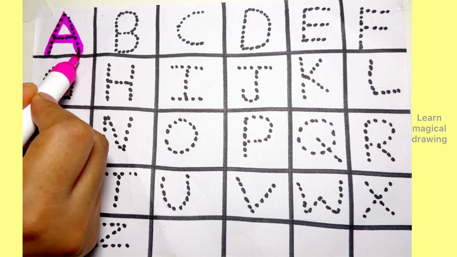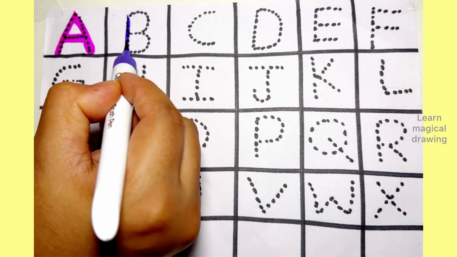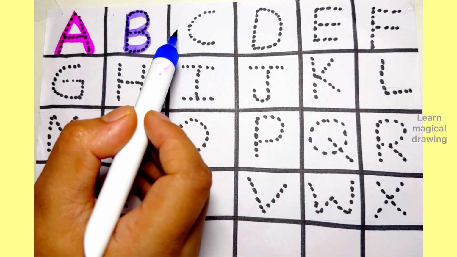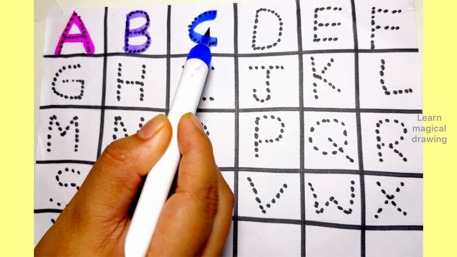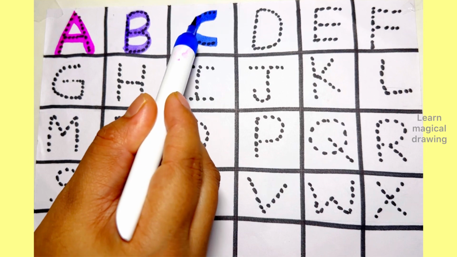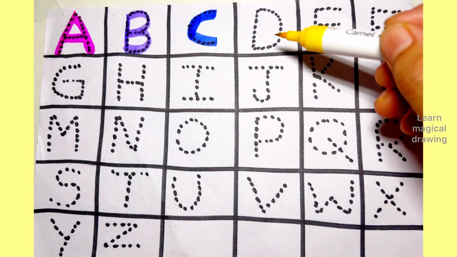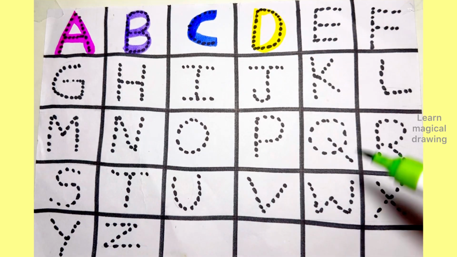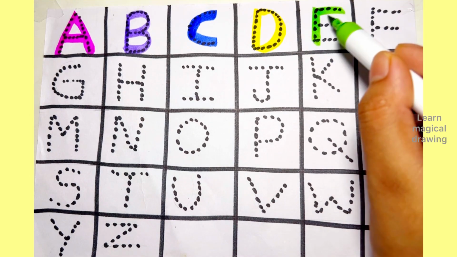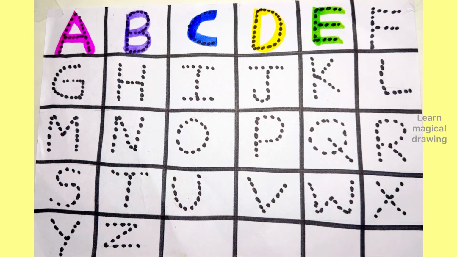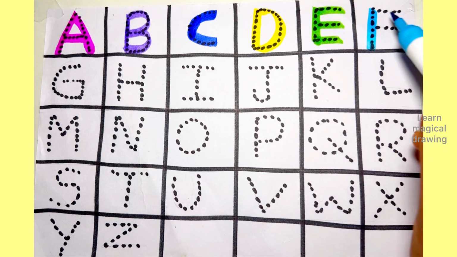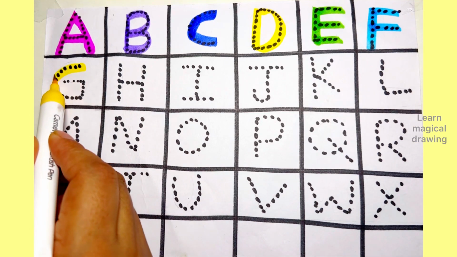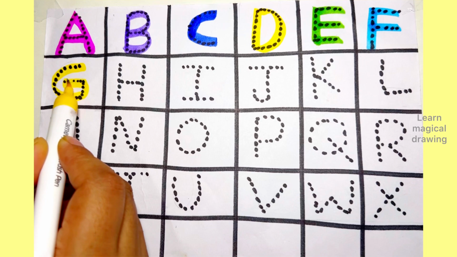A for apple. B for book. C for candy. D for doll. E for elephant. F for flag. G for grapes.